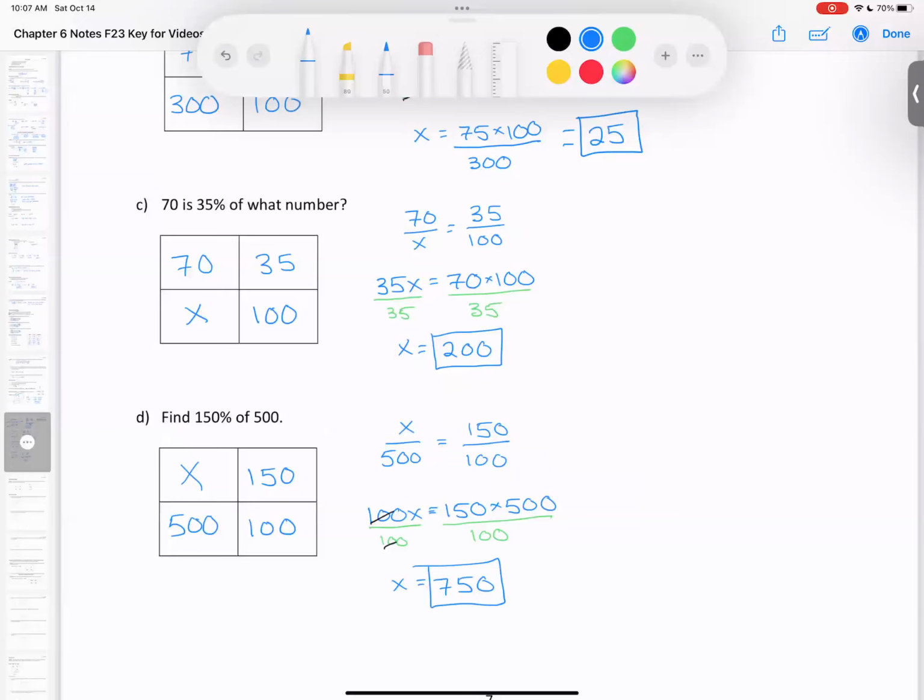So with these examples, what you want to be doing is identify what it is you're looking for. That's going to be your x. And then once you put all the information in these boxes, you'll be able to set up your equivalent fractions.